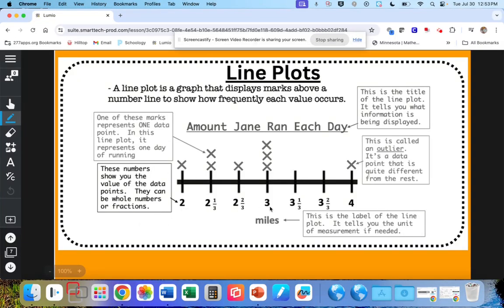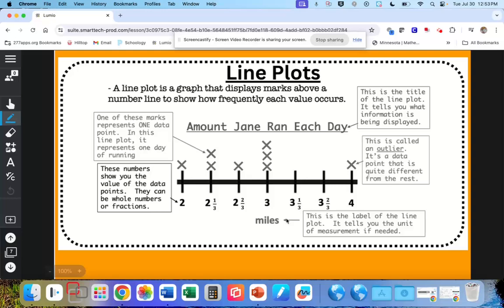The next part are these numbers below that number line. That is the values that could have been earned. You want to keep these in a consistent interval. So notice they marked these in thirds. 2, 2 1/3, 2 2/3, 3, 3 1/3, 3 2/3, 4. Even though some of the data values do not have any data in them, they still need to be there to show our equal piece amounts.